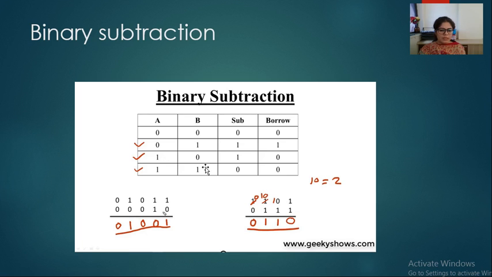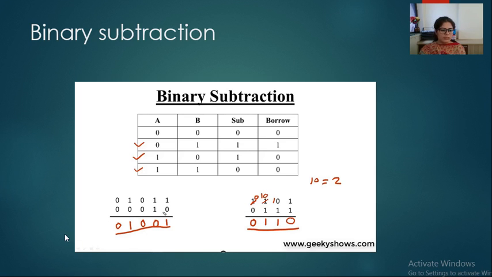Next is 1 minus 0. The first bit is 1 and the second bit is 0. In this case, you will get the answer as 1 with 0 borrow, because the first number is 1. We do not require any borrow, so that's why the borrow is 0. The last case is 1 minus 1. 1 minus 1 is 0 with 0 borrow. So this is how you have to perform subtraction.